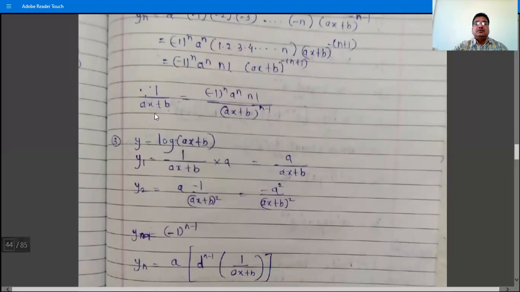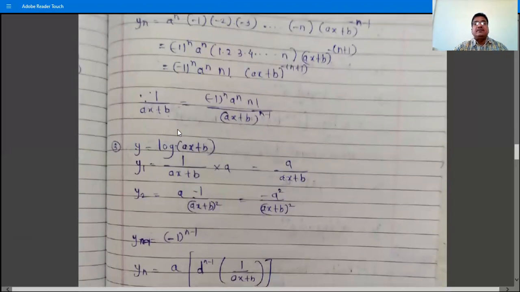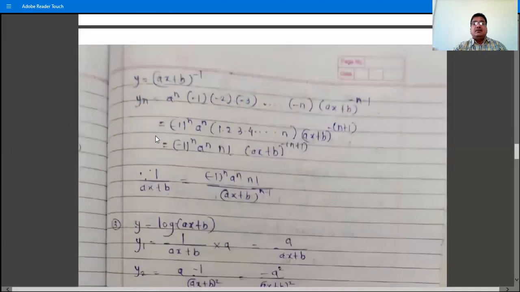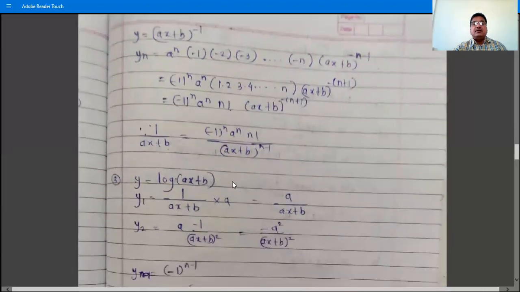So this is the nth order derivative of 1 by (ax plus b), or (ax plus b) raised to minus 1.